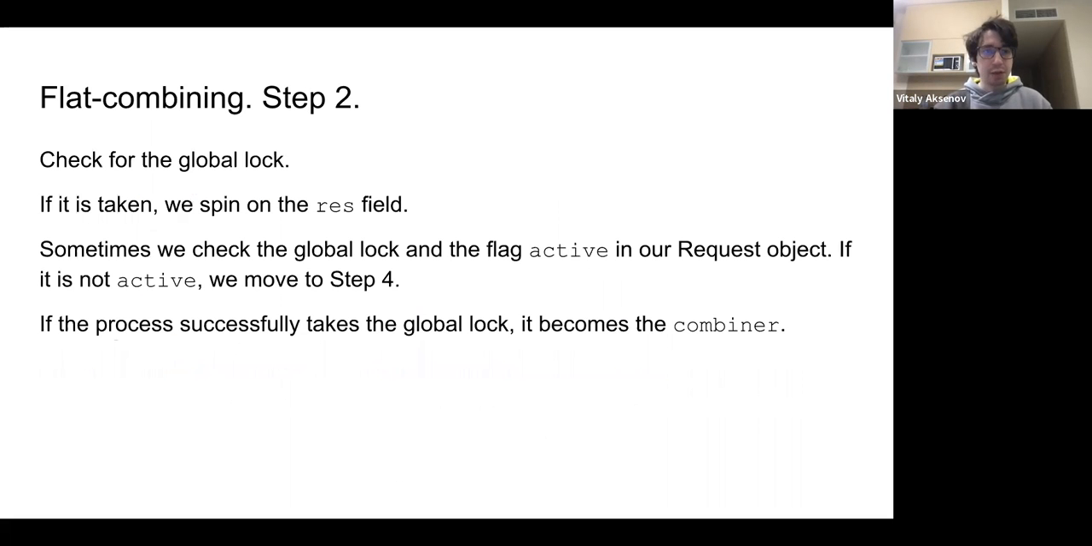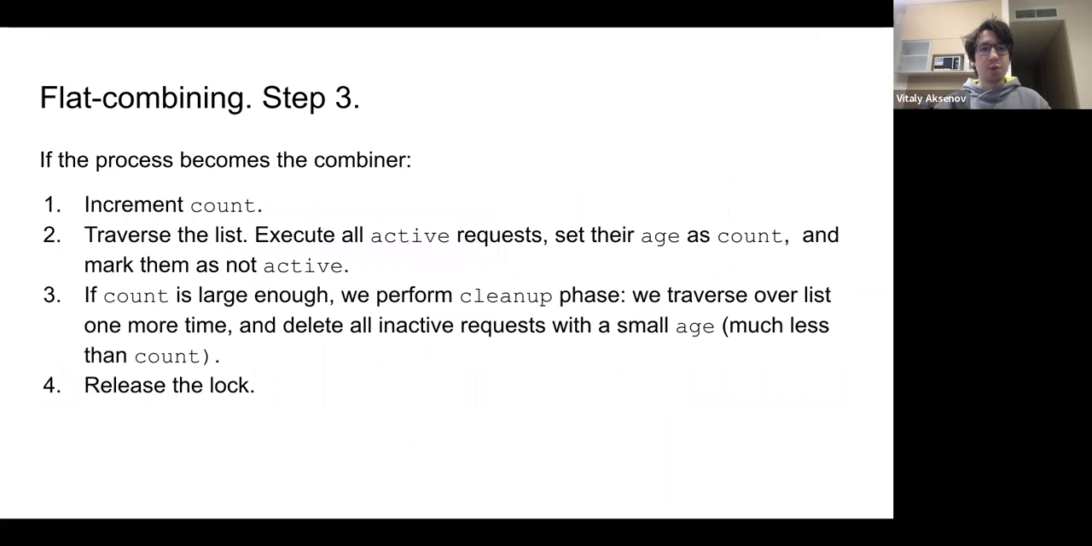So here is the picture again. I already told it, I think, how it works. The process checks for the global lock. If it is taken, then it spins on the res field to wait for the finish. Sometimes, in some number of iterations, we check the global lock and the flag active is there. And if the processor takes the global lock, it becomes combiner. When it becomes combiner, it increments their age and executes all active requests, setting their age as count, and marks them inactive.